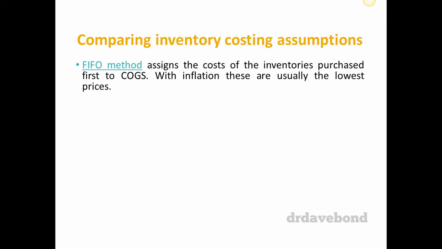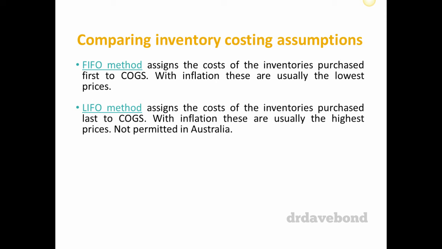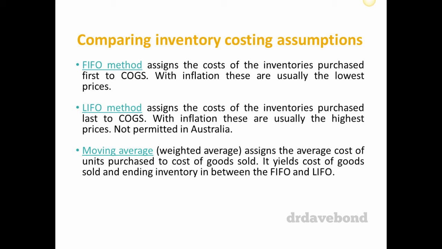So FIFO is first in, first out. So things which are purchased first go to cost of goods sold. LIFO is the reverse of that. We don't use it in Australia. And moving average just averages everything out.